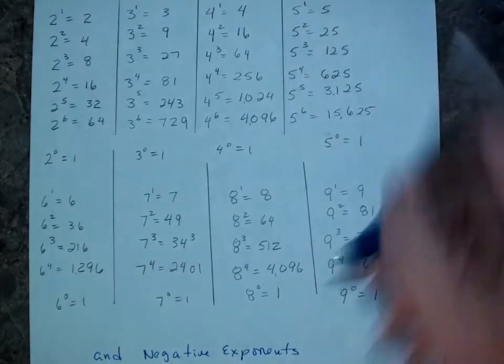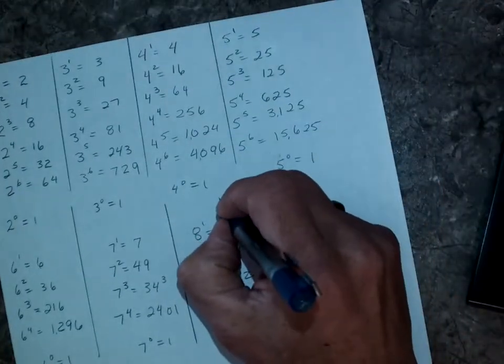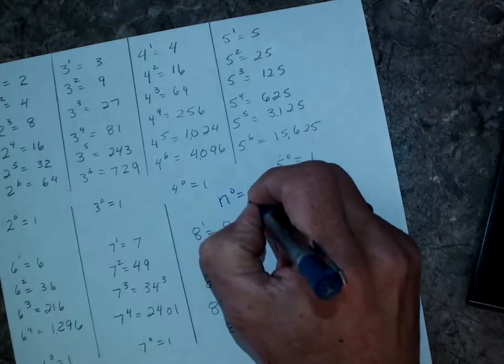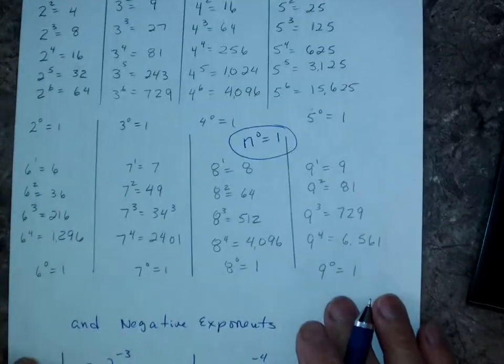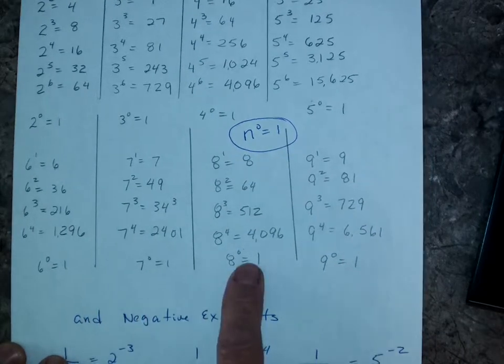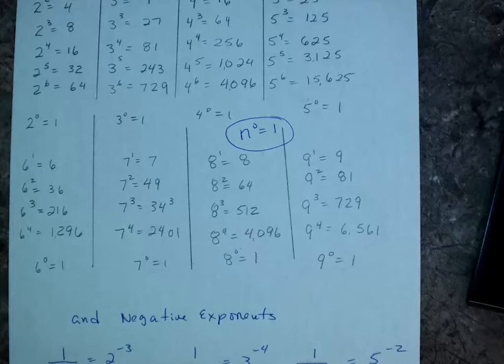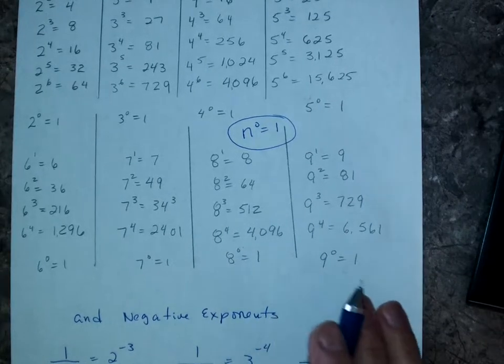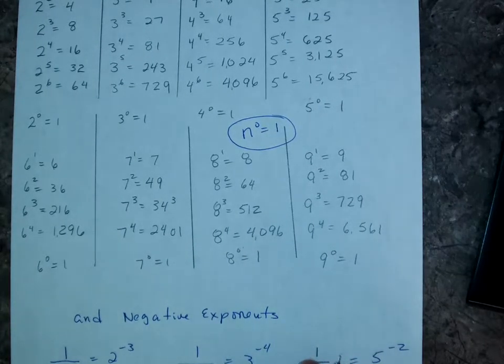So any number to the 0 power is always equal to 1, okay? You gotta remember that. Now, I went through the 6's, the 7's, 8's, 9's. I didn't need to do the 10's. We might see some other numbers in our homework, but we'll just have to be smart, okay?